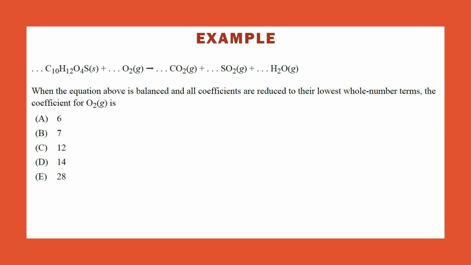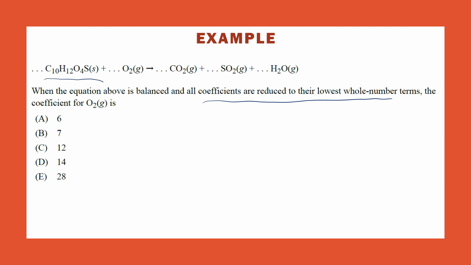Okay, so let's do some multiple choice questions. They give us an equation that we need to balance, and it specifies all coefficients reduced to their lowest whole number terms, which they don't have to specify, but you know, it should always be reduced. The coefficient for O2 is what? So we have this really big compound here.